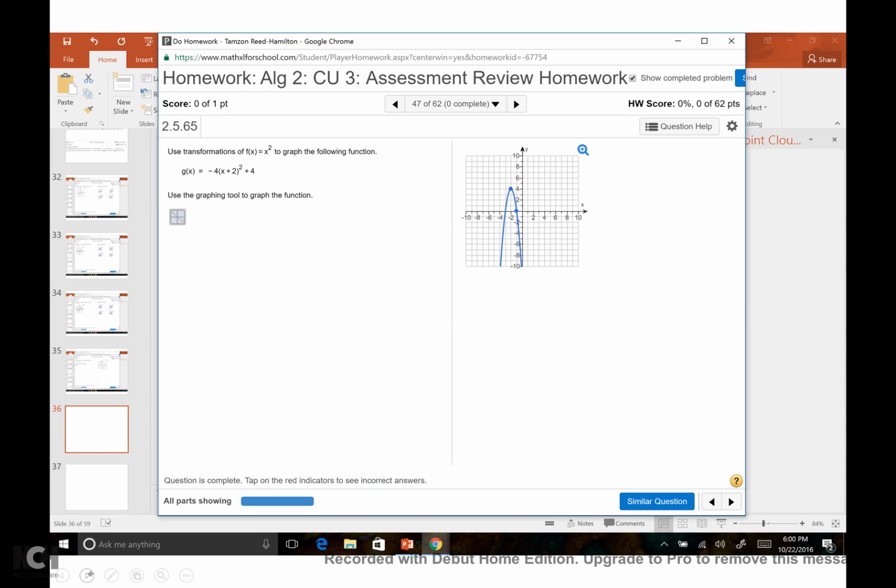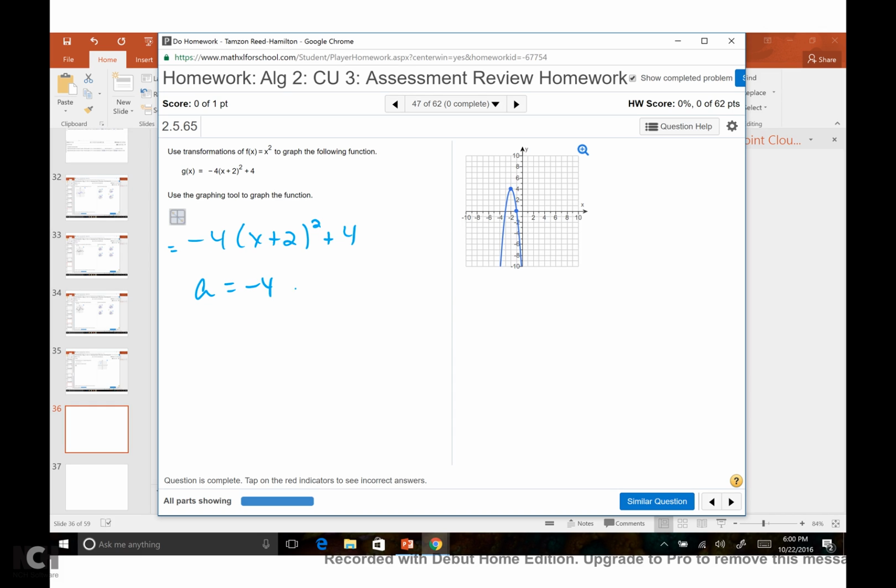Alright. Oh, I didn't shrink this one. Alright, use transformations of f of x equals x squared to graph the following function. Again, they're wanting you to do the ordered pairs. But in my mind, that takes a lot of time. I would use what we've just been learning, which is your a, h, and k.